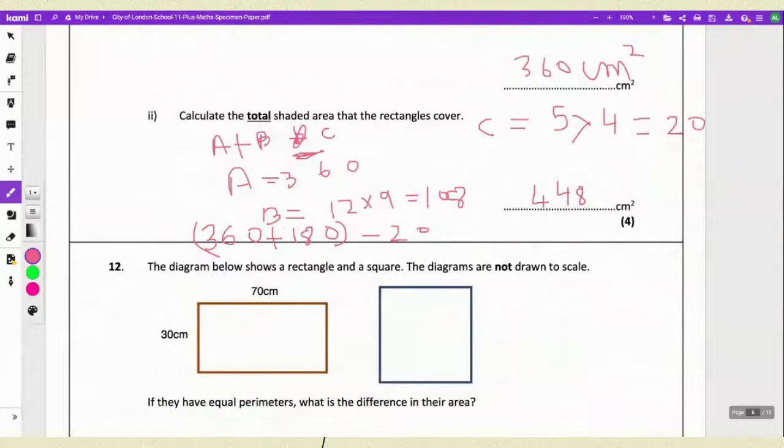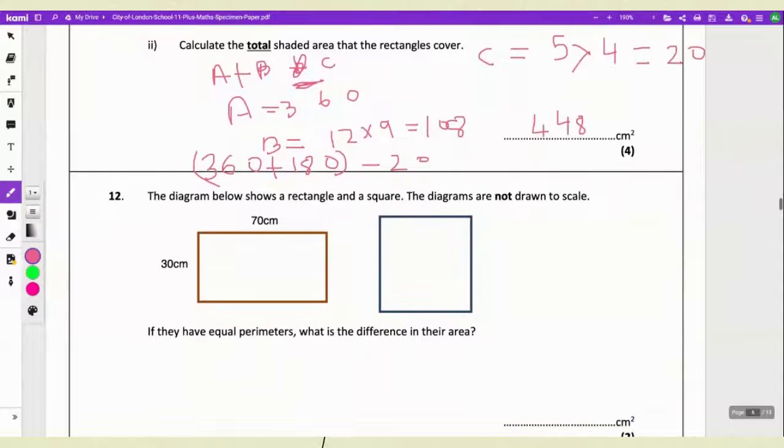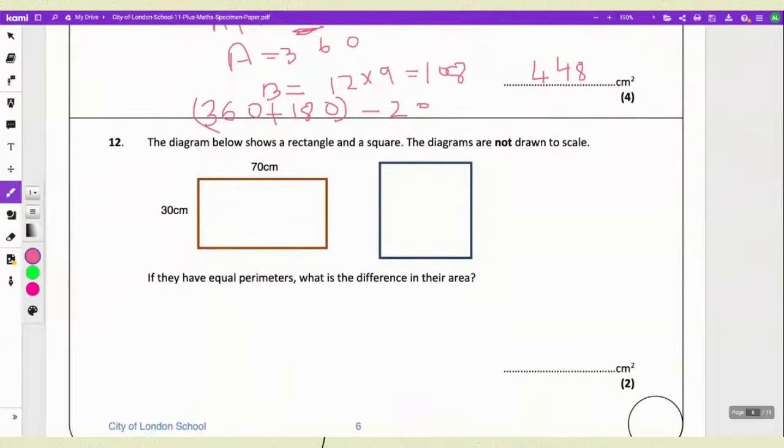Now we have another question like that, in which they're asking you to find the difference in area. The diagram below shows a rectangle and a square. The diagrams are not drawn to scale. If they have equal perimeter, what's the difference in the area? So you have to find the difference of the area. So let's do this as A and this also like A. Now let's find the perimeter.